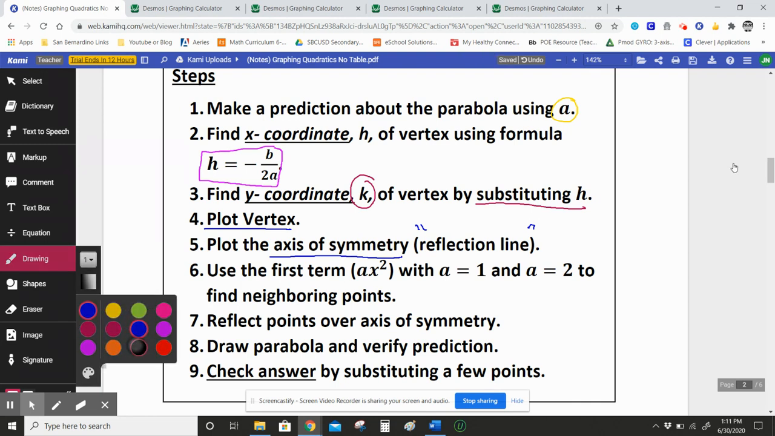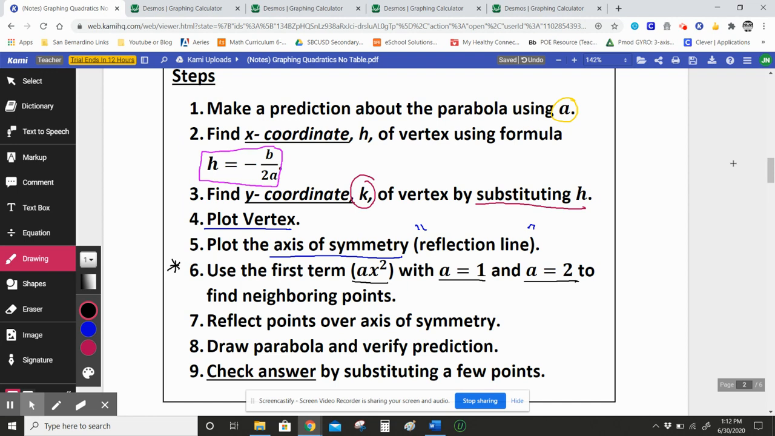Step 6, you're going to be using the first term. Now, this is something that not a lot of math teachers teach you, but I'm going to teach you the way I do it in this class. You're going to be using the first term, which is ax squared, with a equals 1 and a equals 2. You're going to plug in 1 and then 2 whenever you're graphing it, to figure out where the neighboring points are going to be. After you find the first one, we need a couple more to be able to graph this parabola correctly.